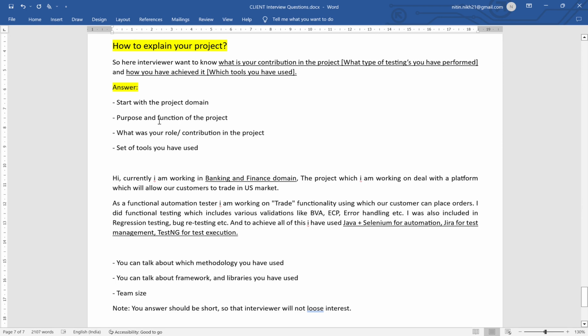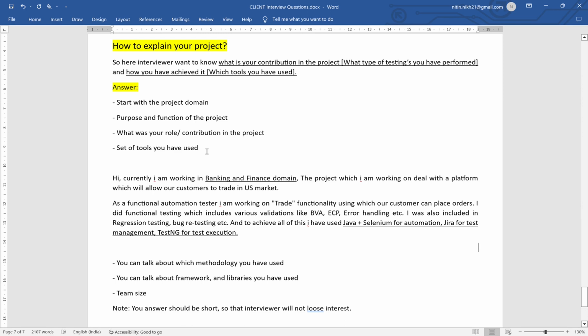Those points are: start with the project domain, then what is the purpose and function of that particular project, then what was your role or contribution in the project, and what set of tools you have used to achieve whatever amount of work you have done.